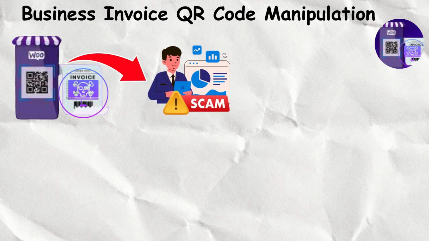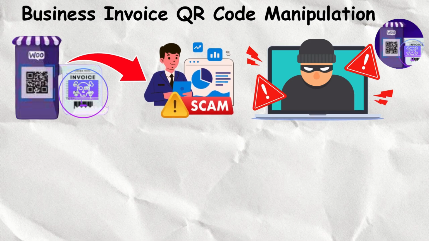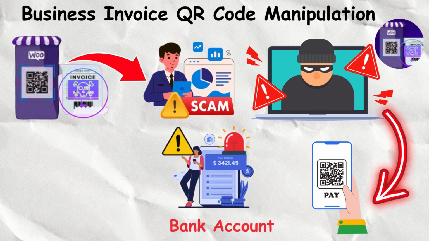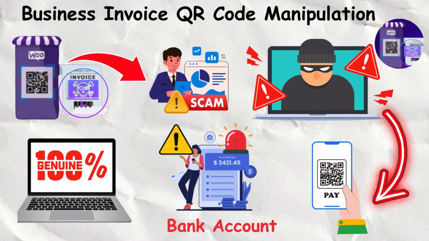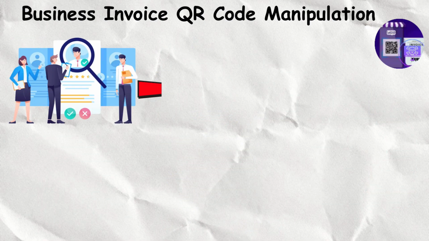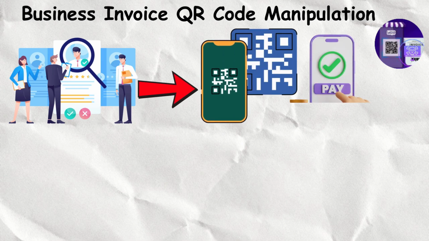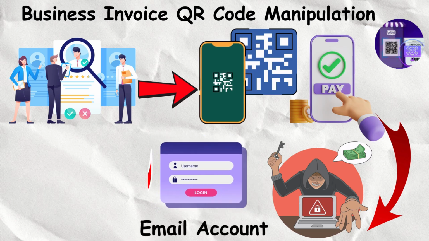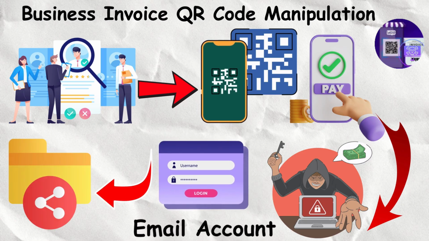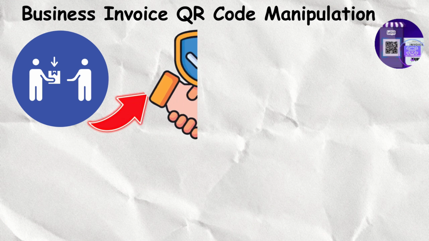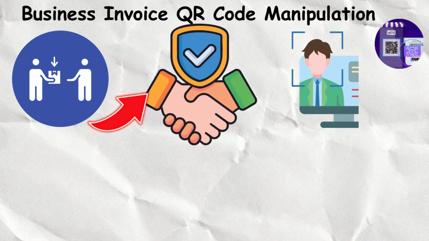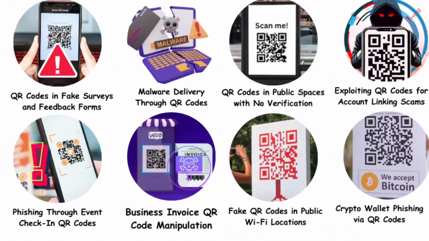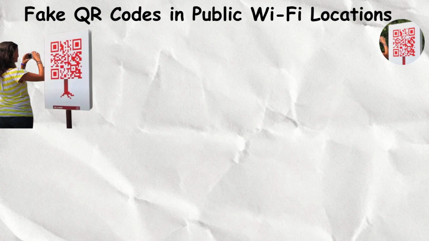Business invoice QR code manipulation. In business-to-business scams, attackers intercept legitimate invoices and replace the embedded payment QR code with one linked to their own bank account. The invoice still appears genuine, containing the correct company details, but scanning the QR code sends the payment elsewhere. This is often done after compromising an employee's email account or accessing shared document folders. Since the recipient assumes the invoice is trustworthy, they rarely check the account details before paying, especially if the amount matches previous transactions.